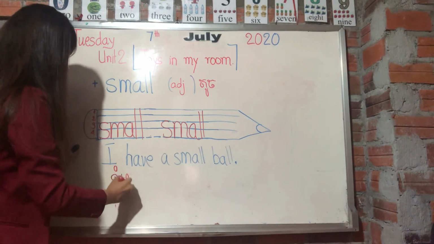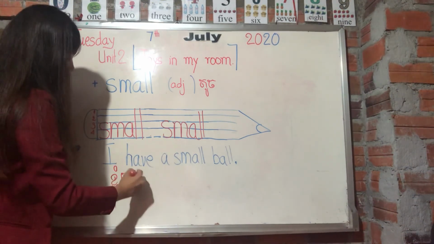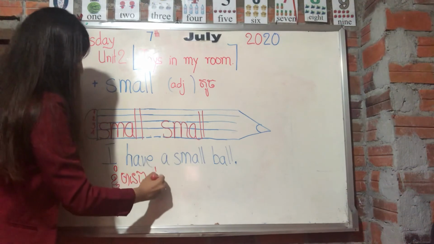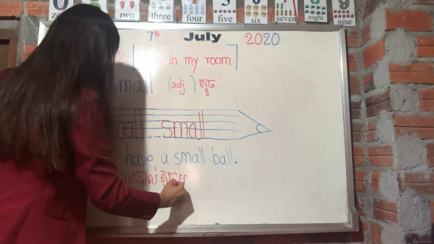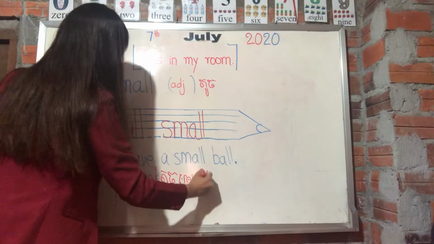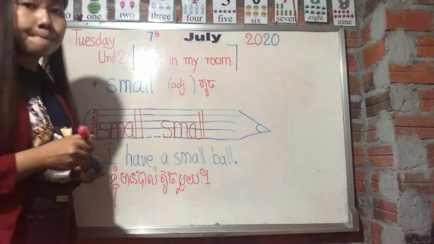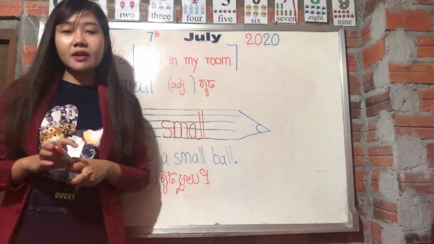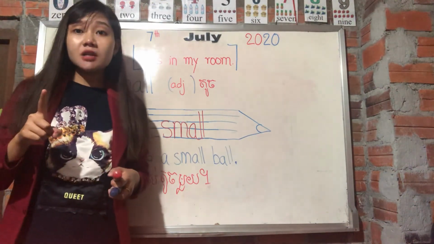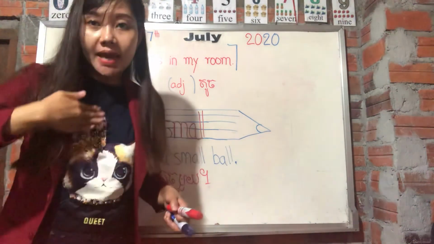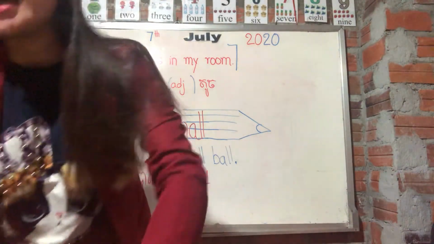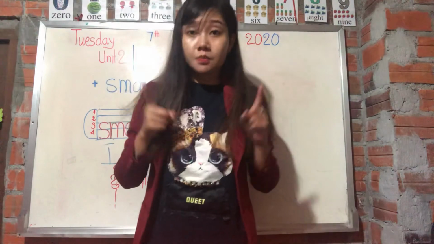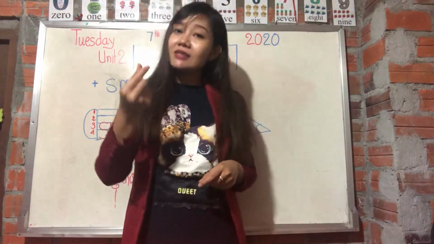Okay, everyone, can you spell the word small for me again? Small, spell S-M-A-L-L. Again, so now take turns with me. Small, spell S-M-A-L-L. Very good. Everyone, the word that you study for today is small, small.